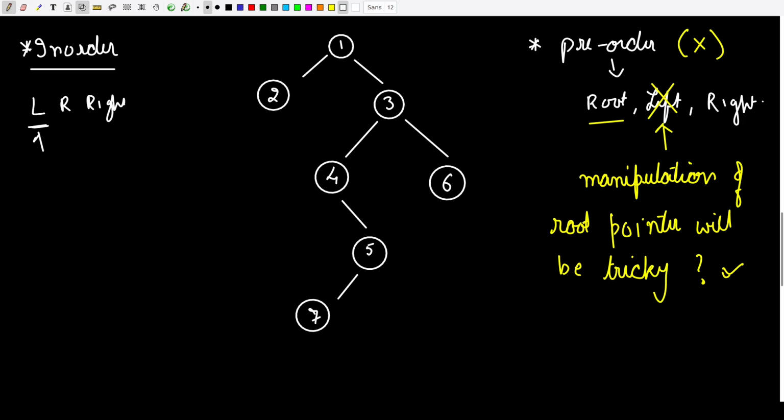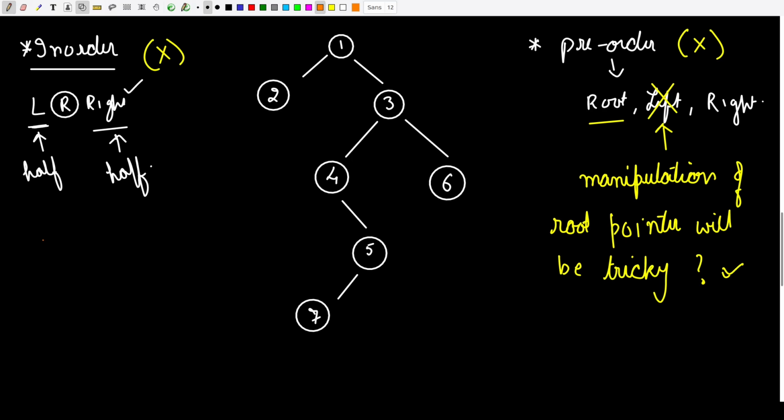Now if the left node is a half node, in such a case, removal of the left node as well as manipulation of the pointer will be easy. But if the right node is a half node, then removal is easy, but the manipulation of the root node will be tricky because root has already been operated on and we are at the right child of the tree. And because of this reason, we are not going to use the in-order solution as well.